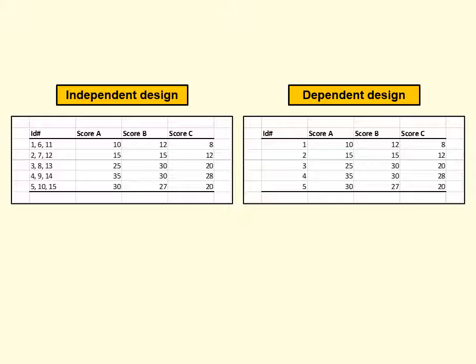In the case of the independent design, the column for ID numbers is a little bit confusing. It's just meant to suggest that group score A is for group A containing participants 1, 2, 3, 4, and 5. Score B is for group B containing participants 6, 7, 8, and so on. In the case of our dependent design, of course, we only have 5 people, ID numbers 1, 2, 3, 4, 5. Each of those people go through all 3 conditions, so they have scores for each of those conditions.